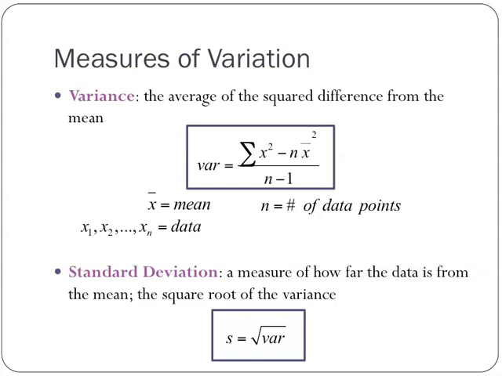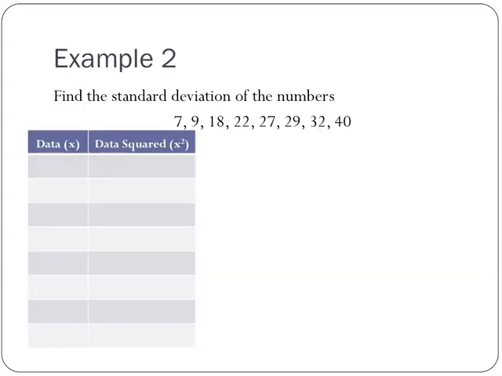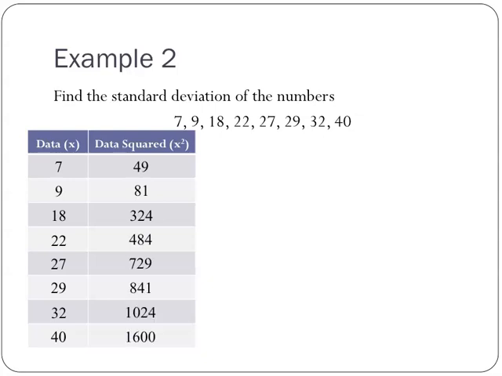Okay, we're going to do some examples so that we can practice finding the standard deviation. So here's our data: 7, 9, 18, 22, 27, 29, 32, 40. I'm going to just put this data here on the left. Now we know we need to find each data point squared. So we'll do that first. So 7 squared is 49, 9 squared is 81, and we continue that for every single data point here. Now we know we need to find the sum of all the x squareds. So I'm going to go ahead and sum them all up here, and that's 5,132.